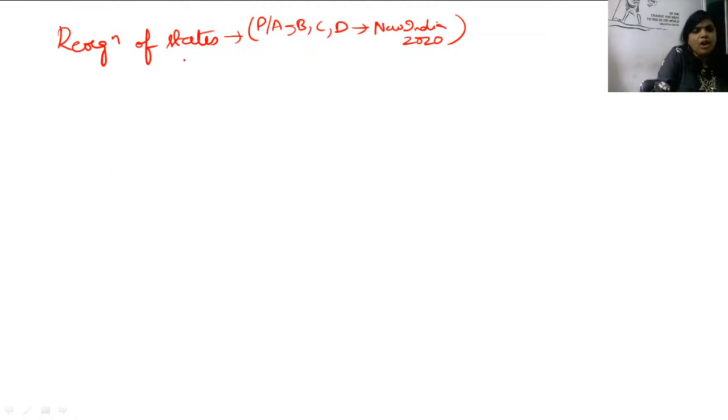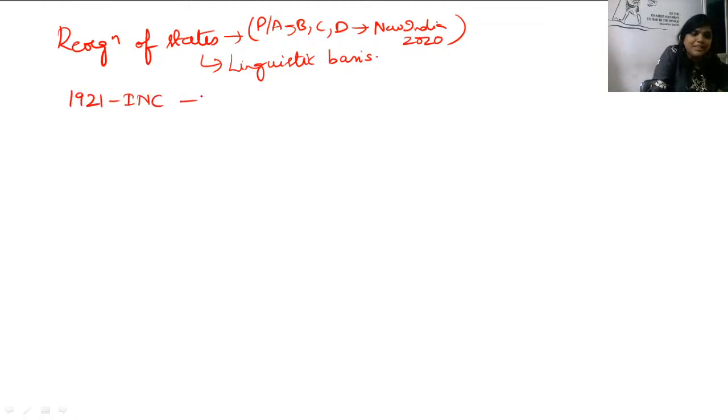Now, reorganization of states. When there was a proposal to reorganize the states, there was confusion about how we have to do it, on what basis we have to change these states. The reorganization of the states was proposed to be done on a linguistic basis. The demand for reorganization of states on a linguistic basis was first proposed at the INC meeting that happened in 1921.